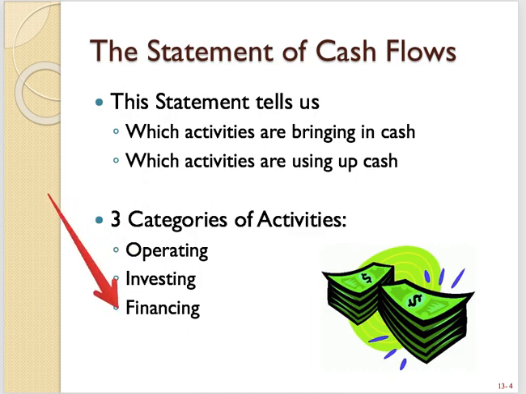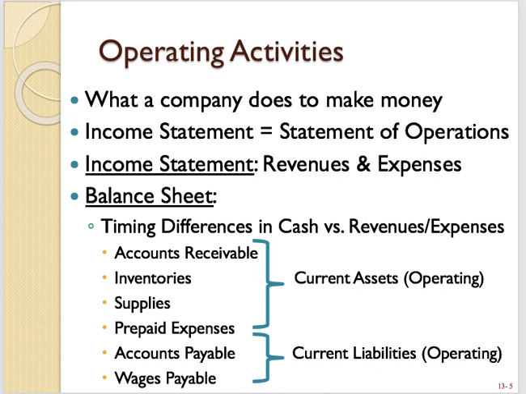categories? Well, let's start first with operating activities. The term operating refers to what a company does to make money. So that has to do, again, primarily with revenues and expenses.